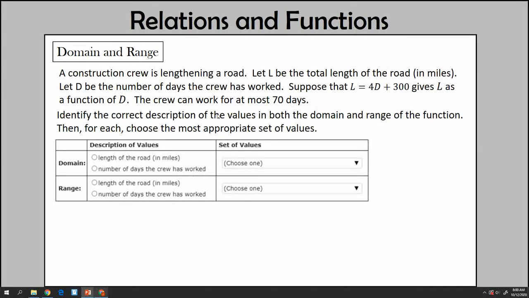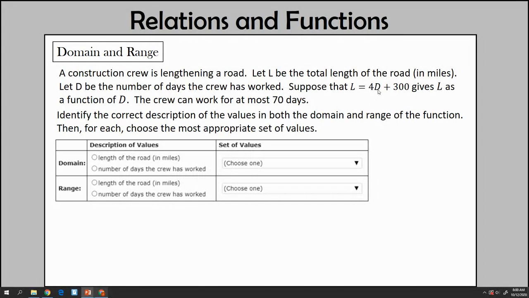Identify the correct description of the values in both the domain and range of the function, then choose the most appropriate values. Okay, so first of all, they ask us to name the domain. And the domain could be one of two things. It could be the length of the road, or it could be the number of days the crew has worked. So if you look at this equation up here, L equals 4D plus 300, we're going to substitute in the number of days, and that's going to tell us how many miles.